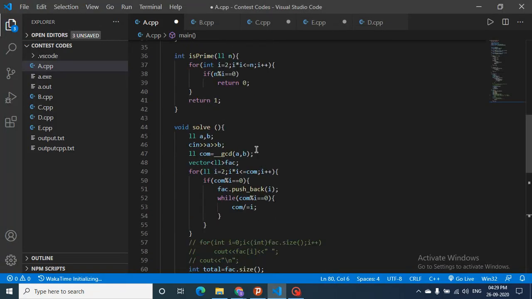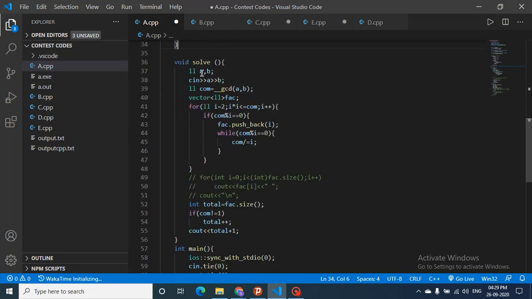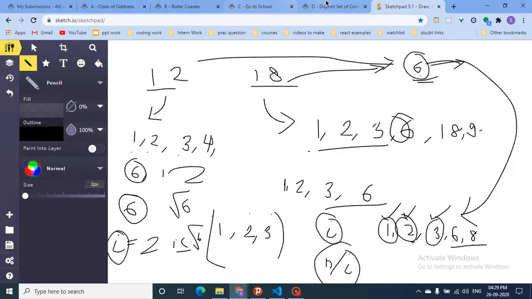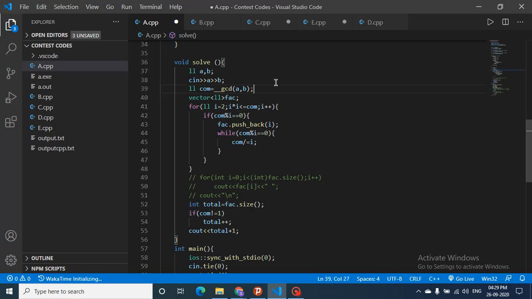So I'll take you to the code part now. This is the simplest code. What you'll do is take the input of a and b and also the input of those numbers, then compute the GCD of both numbers. There is a predefined function gcd in C++ to find the GCD of any two numbers. Because the numbers are pretty large, as you can see, they are 10 to the power 12, I think, I use long. Then after finding the GCD, I will use a vector to store the factors of this number.